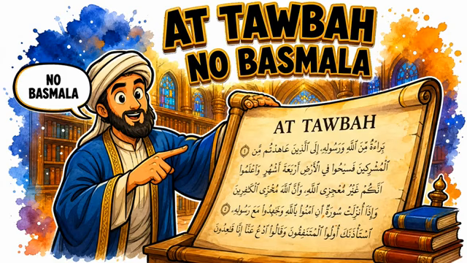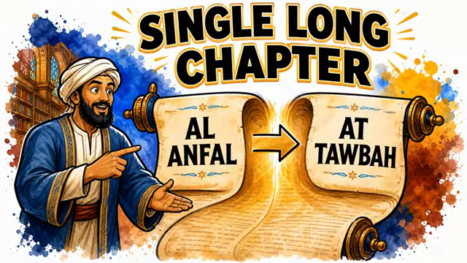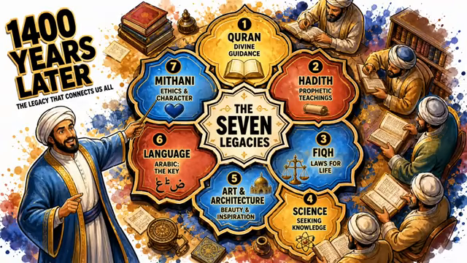At-Tawbah is the one chapter in the entire Quran that does not begin with the Basmala, the invocation in the name of God. It follows straight on from Al-Anfal with no separator at all. And because there's nothing dividing them on the page, one classical position treats the 2 as effectively a single long chapter, and that combined unit becomes the 7th of the 7. Now watch how these things interlock, because this is exactly why knowing the system matters.